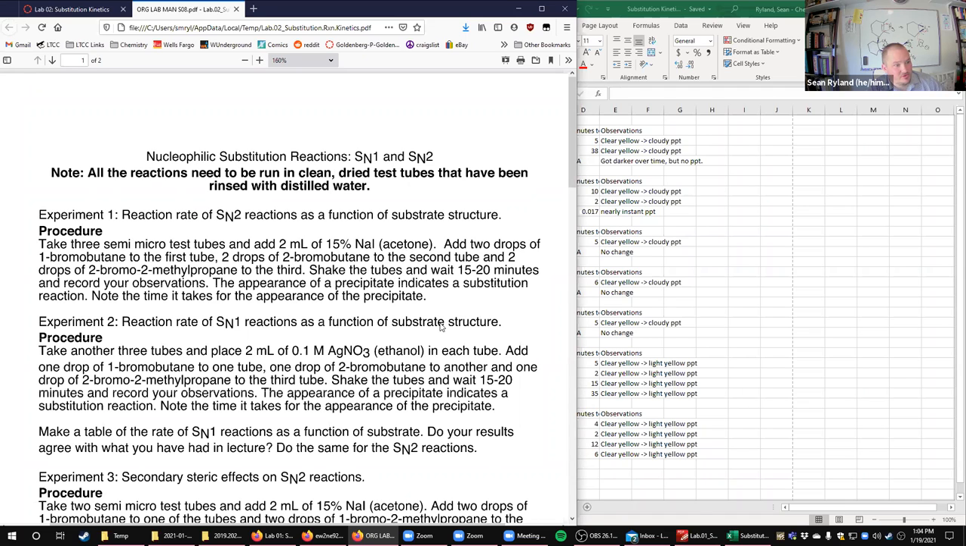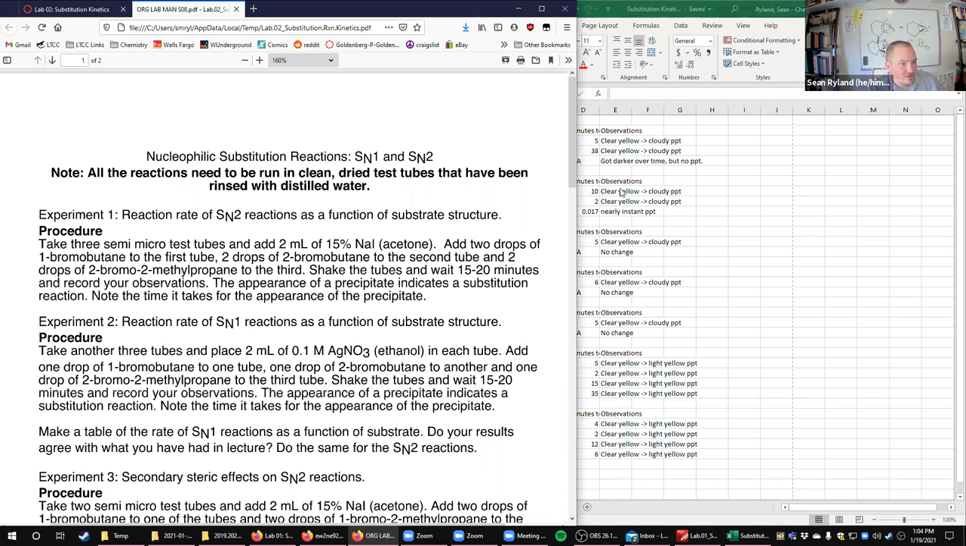And then in experiment two, we're going to do the same reactants, except we're going to do it in ethanol instead. Ethanol is protic, which means we're going to slow down the SN2 version, and we're going to predominantly focus on the SN1 reactions.